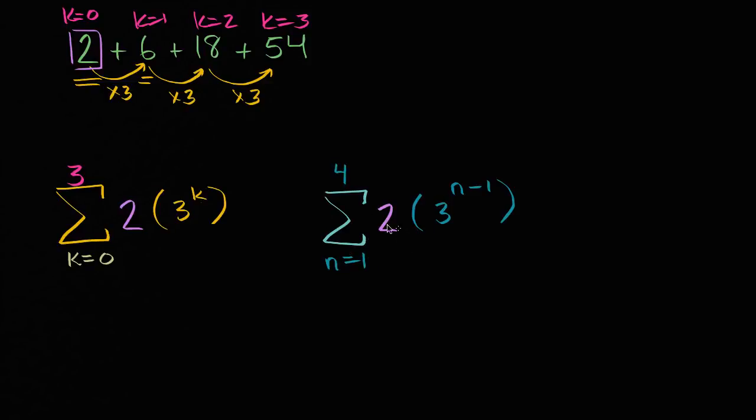And you could verify that this is still going to work out. Because when n is equal to 4, it's 3 to the 4 minus 1 power. So it's still 3 to the third power, which is 27 times 2, which is still 54. So this is n equals 1, that is n equals 2, that is n equals 3, and that is n equals 4. But either way, these are ways that you could write it using sigma notation.